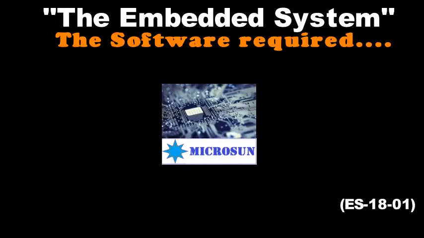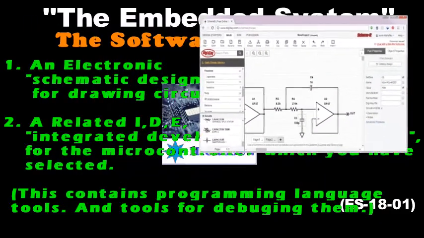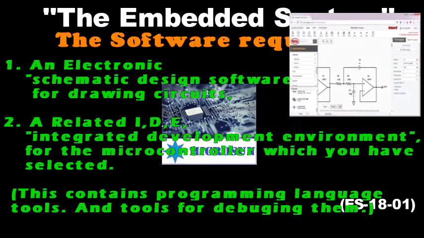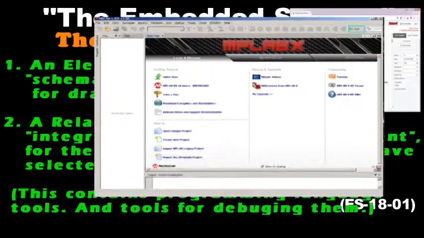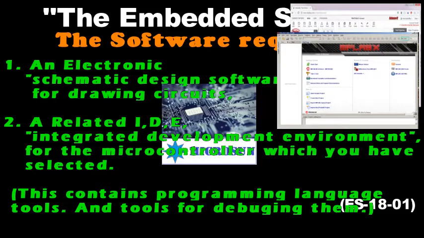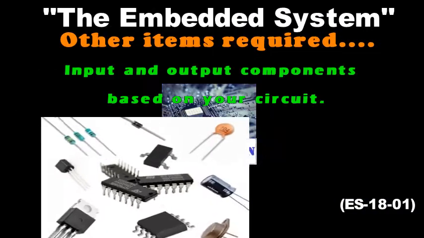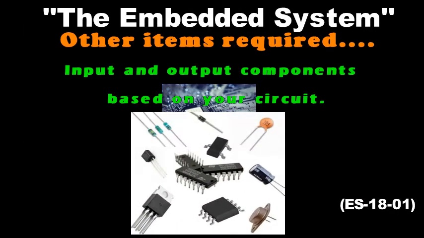Softwares required in the PC: 1. An electronic schematic design software for drawing circuits. 2. The related IDE, integrated development environment, for the microcontroller which you have selected. This contains programming language tools and tools for debugging them. Other items required: input and output components based on your circuit.